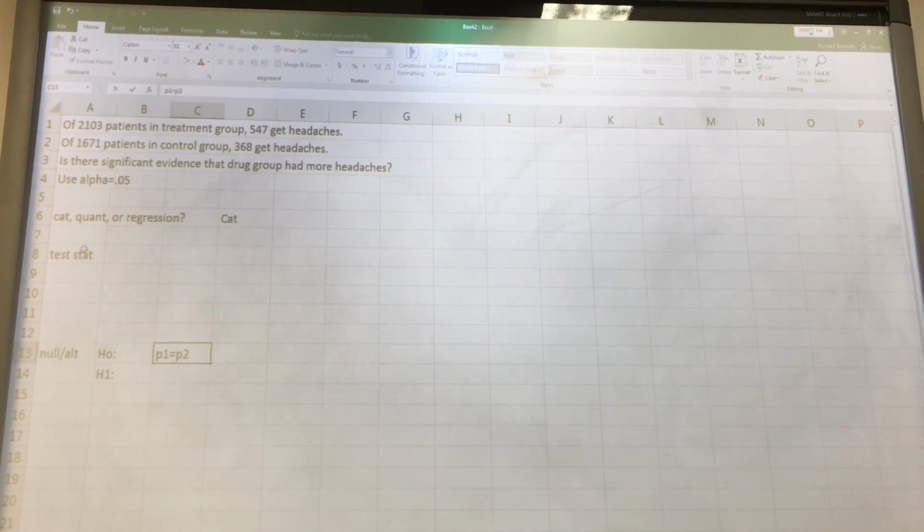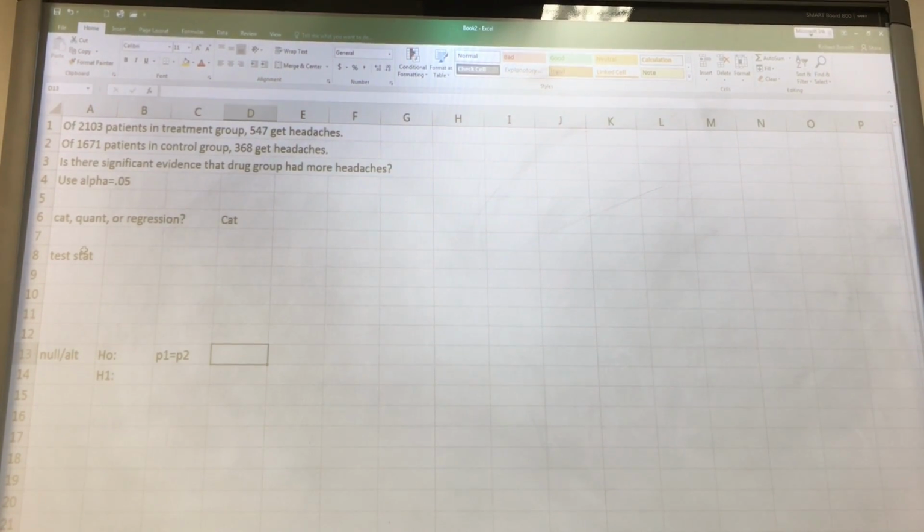P1 equals P2. Now in the past, we've always said it equal to a number. Do you know what the population is for headaches? No idea, right? So instead of comparing this to a population, we're comparing two samples directly to each other. Now, if you wanted to, instead of putting P1, P2, that's not very explanatory, you could say P drug equals P control, or placebo, or whatever, okay? That makes more sense, okay?